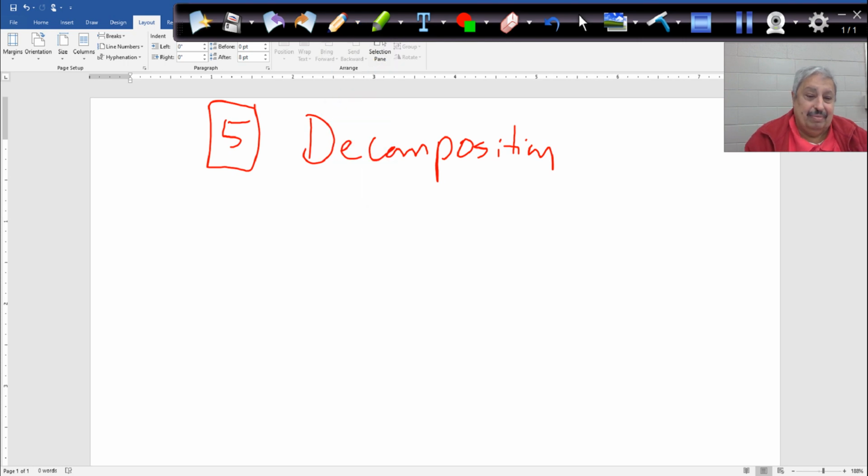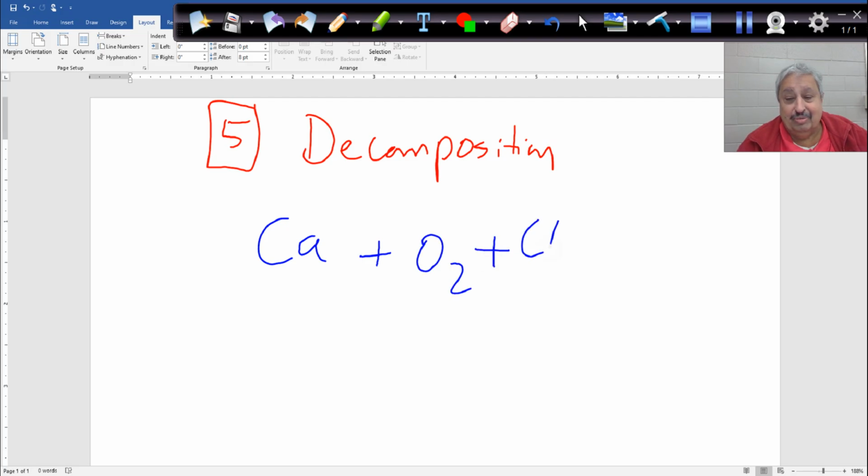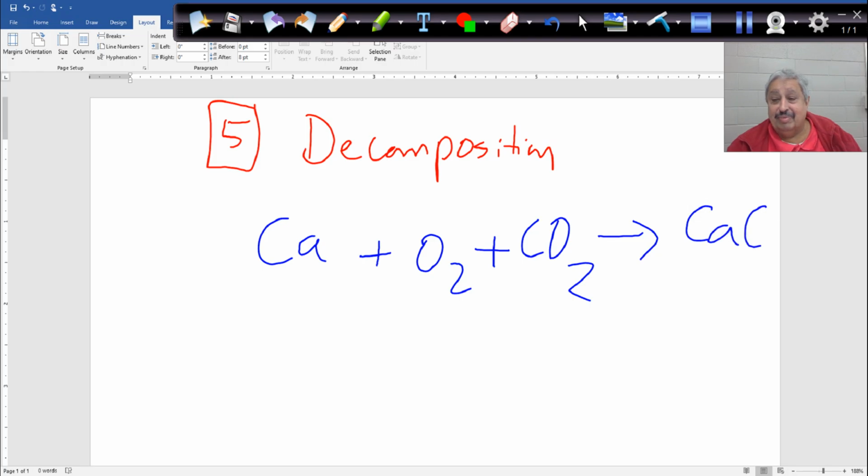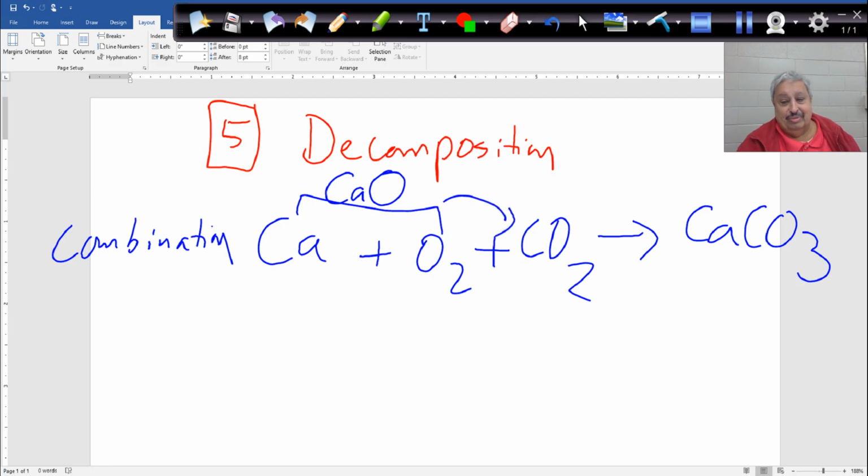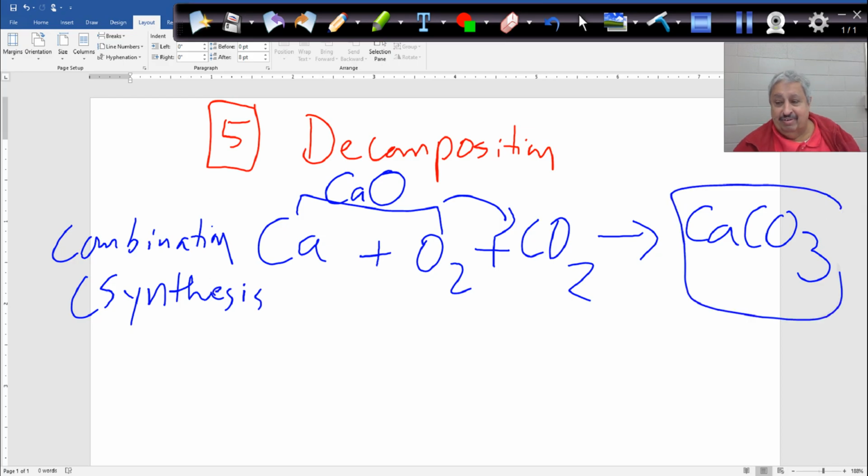So here it is, as just an example: calcium plus oxygen plus CO2. I can combine those 3 items in the air and I can produce calcium carbonate. Correct? This is a combination. I'm combining calcium and oxygen, which will give me calcium oxide. Calcium oxide reacts with CO2 to get CaCO3. Combination or synthesis, correct?